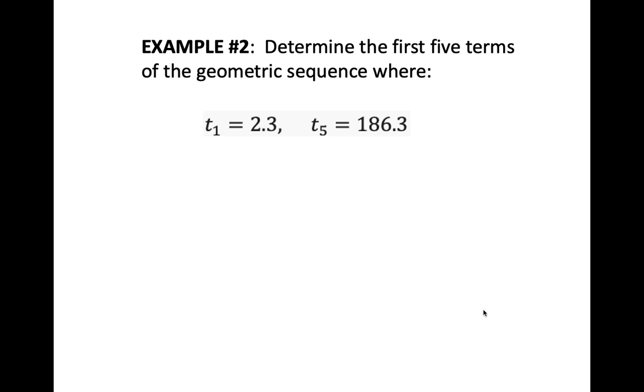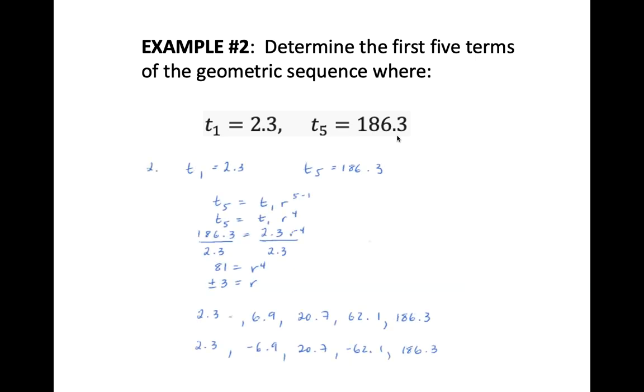Determine the first 5 terms of the geometric sequence where you know that the first one is 2.3 and the fifth one is 186.3. So we can set this up as a simple equation, actually. We know that the fifth term is equal to the first term times the ratio 4 times. We put in our numbers for these terms that we know, divide by 2.3. We get that 81 is equal to the ratio to the power of 4, which is plus or minus 3. And if you consider that and name those first 5 terms, you can either have them all positive or every other one could be negative.